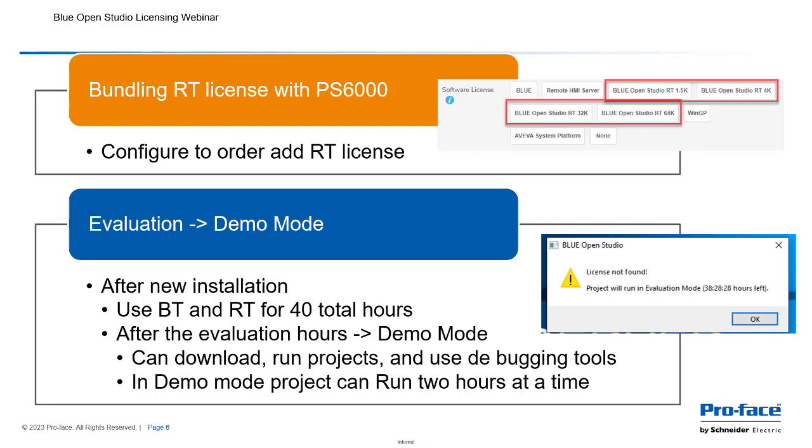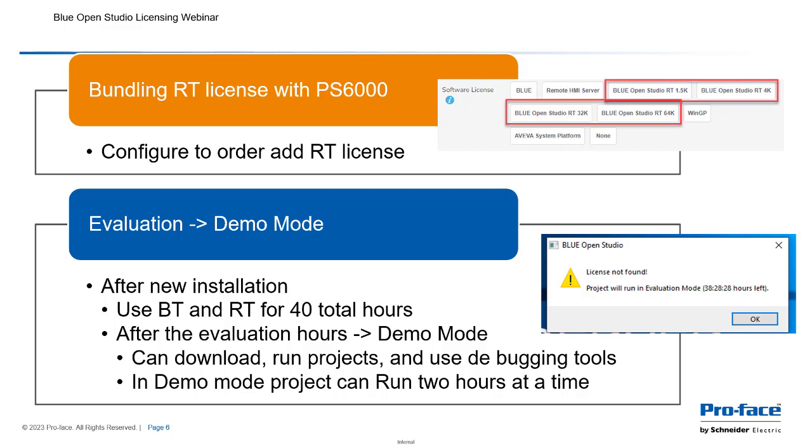Here's a slide showing the bundling of the runtime license with the PS6000. So basically in the CTO, there is an option to just add the runtime license to the PC part number at that point.